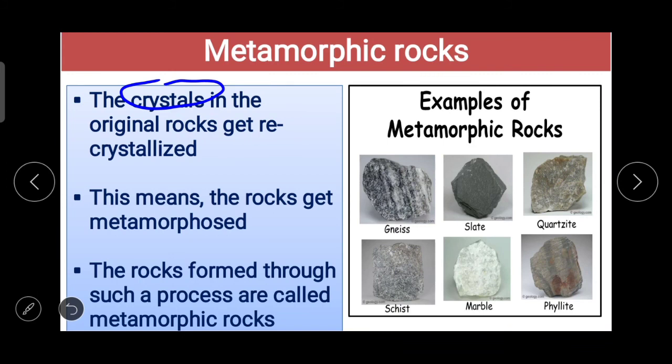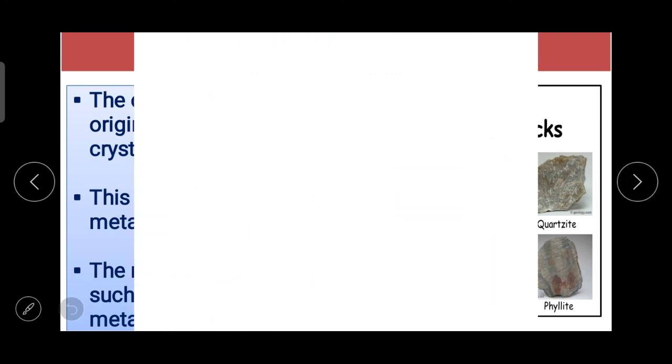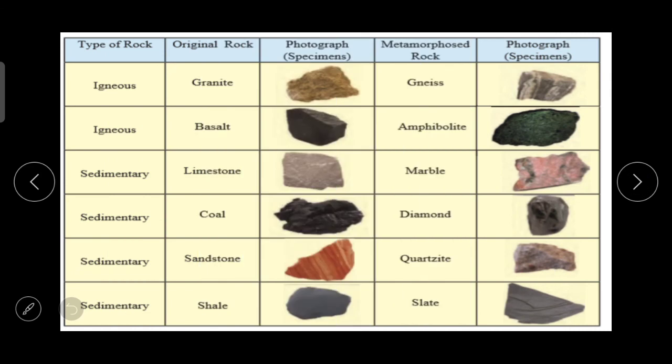The rocks formed through such a process are called metamorphic rocks, and these rocks do not contain fossils. These rocks are heavy and hard.